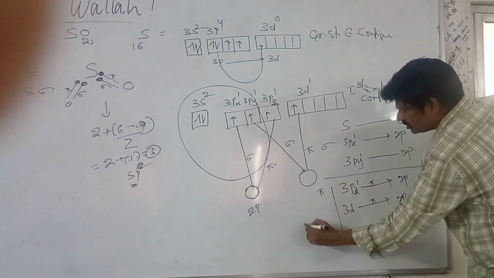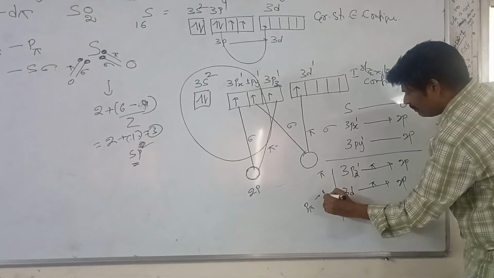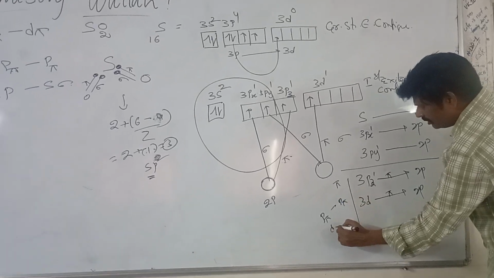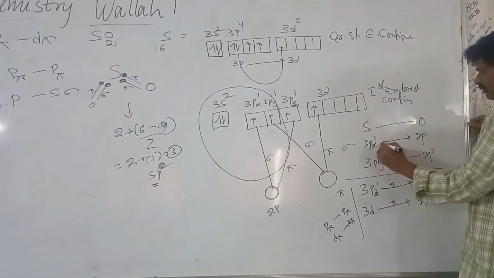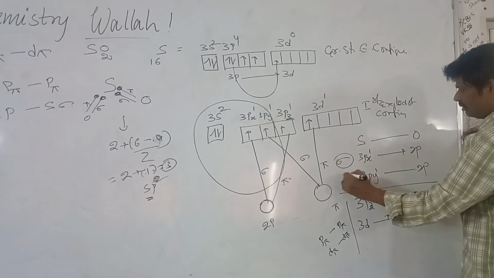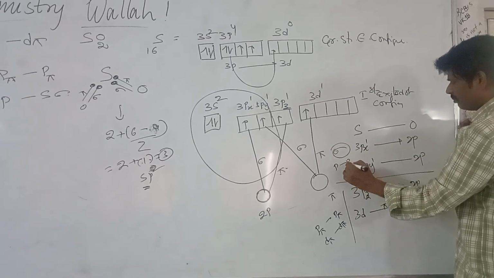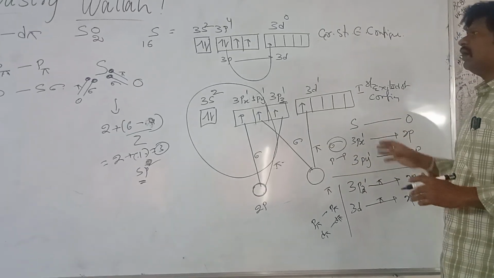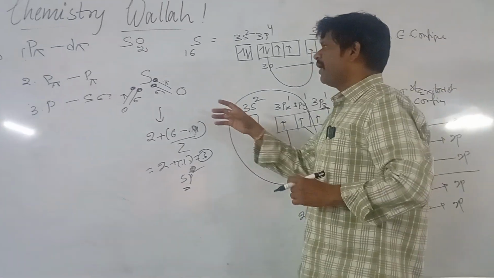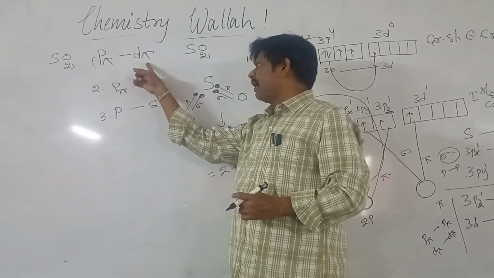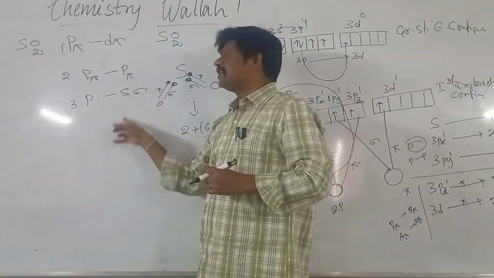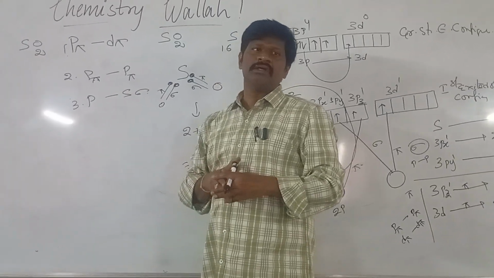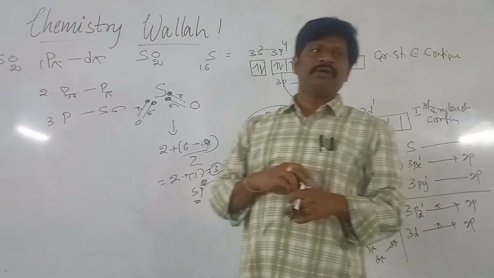Which type of pi bonds? pπ-pπ bonds and dπ-pπ bonds. What do we have here? These two are sigma bonds, meaning p-p sigma. So this is the class on how to find out pπ-dπ, pπ-pπ and p-s sigma bonds. Okay students, any doubts?